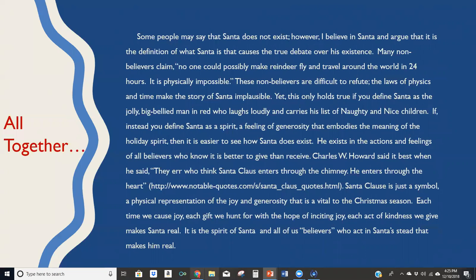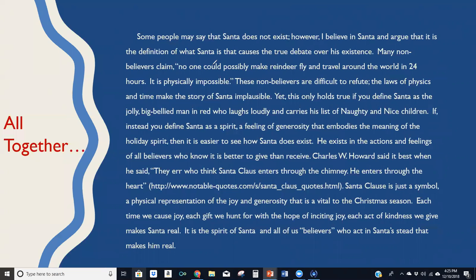If you note, let me get in here with the annotations. I'm going to point some things out, and then we're going to go back to my slide that demonstrates what to do. Okay, so I need to move my little box here. Some people may say that Santa does not exist. However, I believe in Santa and argue that it is the definition. So that's how I'm going to talk about this issue and this claim.